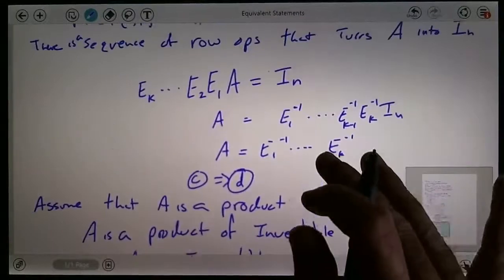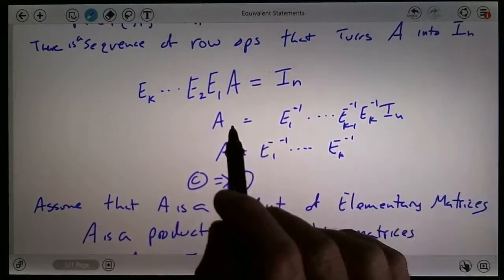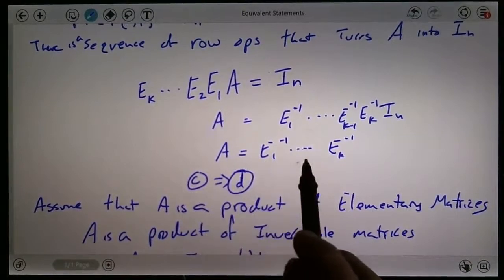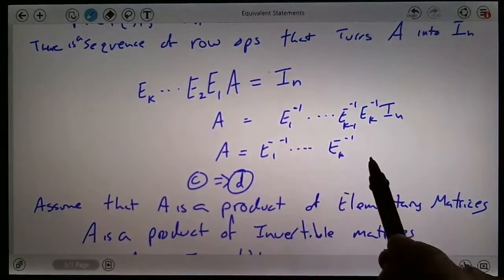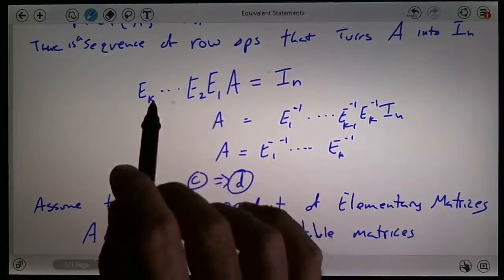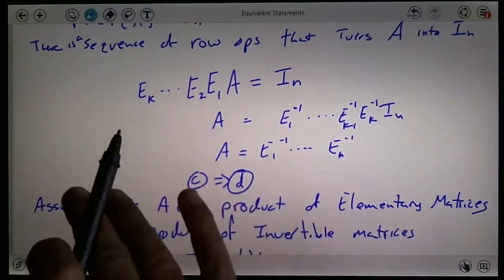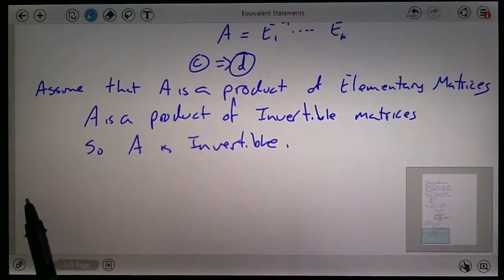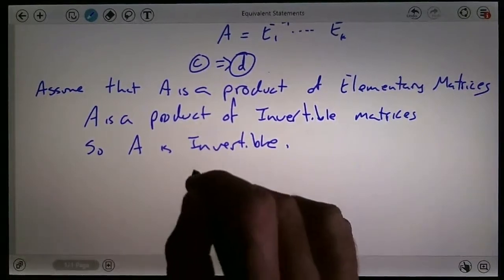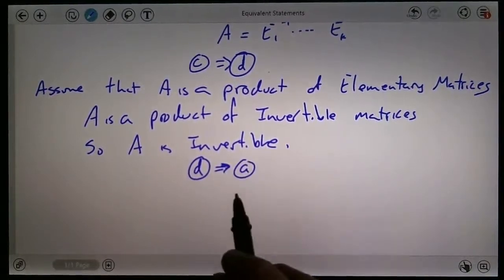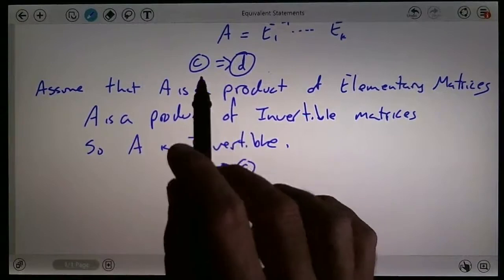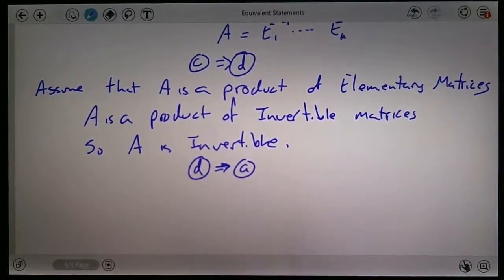In fact, you can kind of see it up here that if A is this bunch of elementary matrices, then you take all the inverses of these elementary matrices and multiply them by A right here, you're going to get I_N. So then it is, in fact, the inverse. Okay. So this was D implies A. So A implied B, B implied C, C implied D, D implies A. So any one of them implies any of the others, and we have proven that they are equivalent.